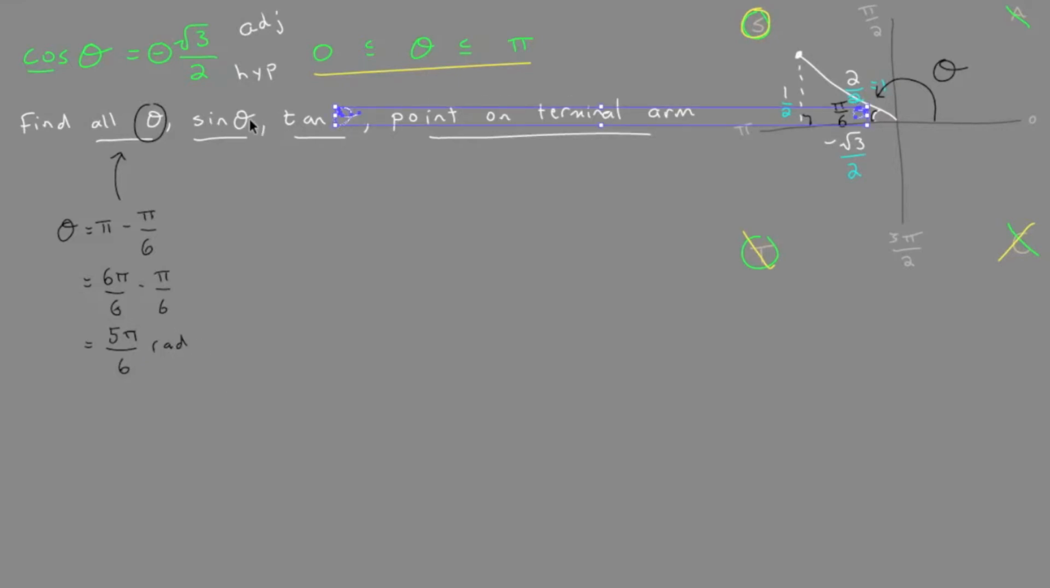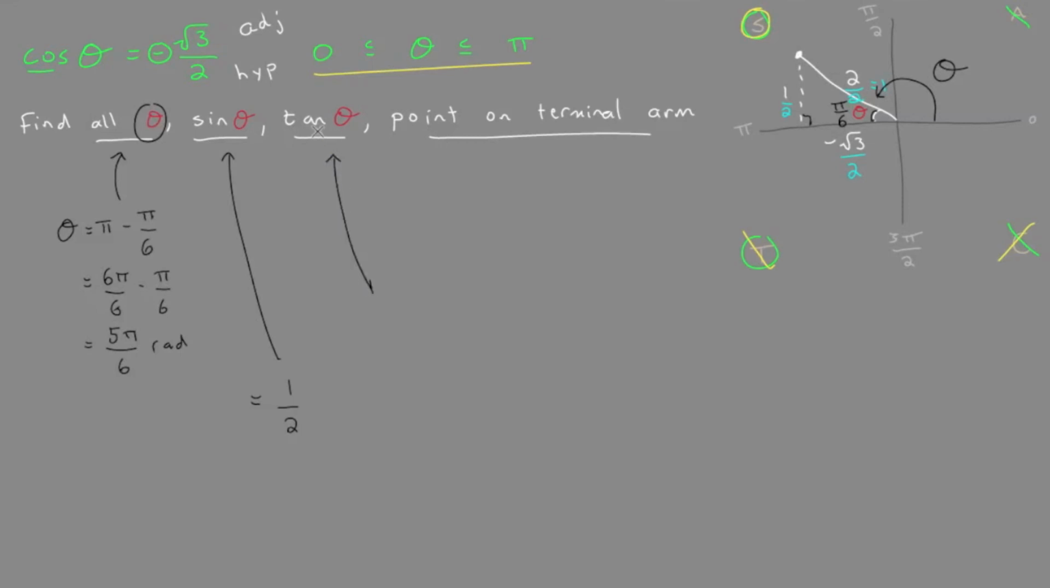Next, we'll find the ratios given these angles theta. So this ratio, sine, is opposite over hypotenuse from this reflex angle theta. The opposite is 1, or 1 over 2, and the hypotenuse is 2, or 2 over 2. We use the fraction form mainly for our point on the terminal arm. If we used 1 and 2, or the fractions 1 over 2 and 2 over 2, we would get the same thing when we divide them. So I'm just going to use the whole numbers. So again, sine is opposite 1 over hypotenuse 2, 1 over 2.